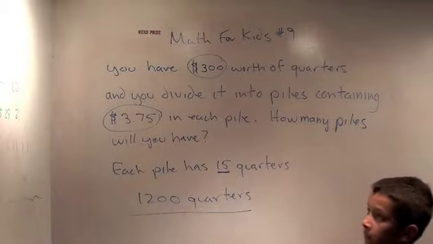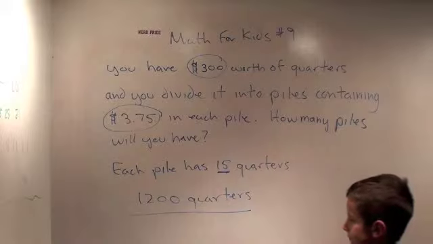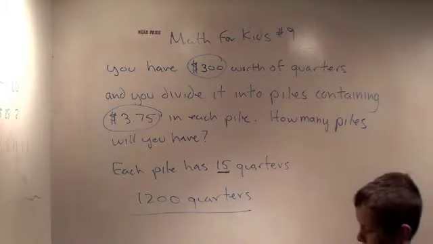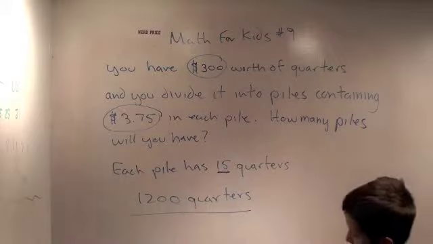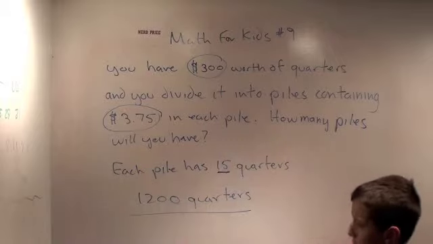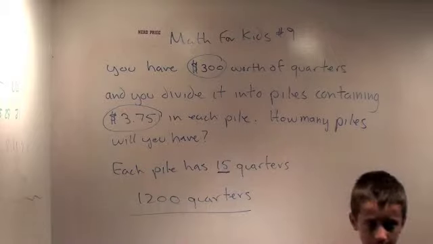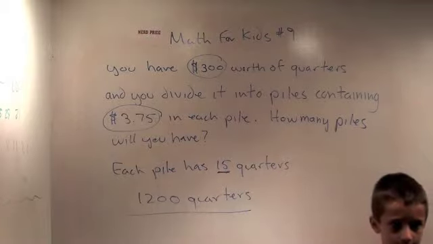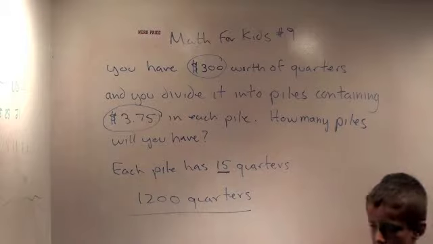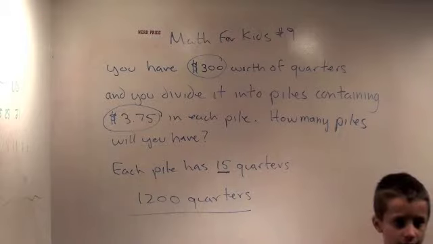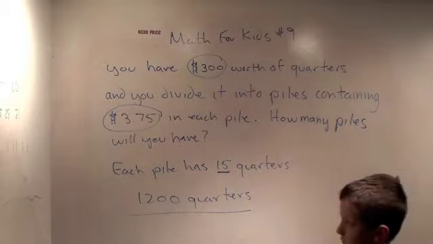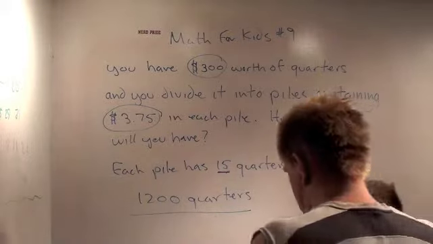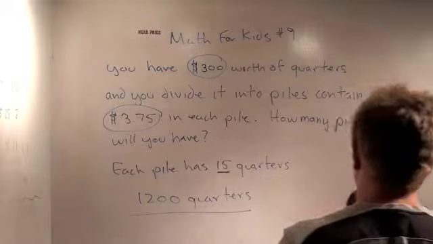Okay, so we have 15 quarters in each pile and we have 1,200 quarters. So how are we going to figure out how many piles we have? 1,200 divided by 375. $3.75. So that might be a little hard. Why would you divide 1,200 by 375? I don't know either. Sorry, I didn't mean for this to be a confusing problem.